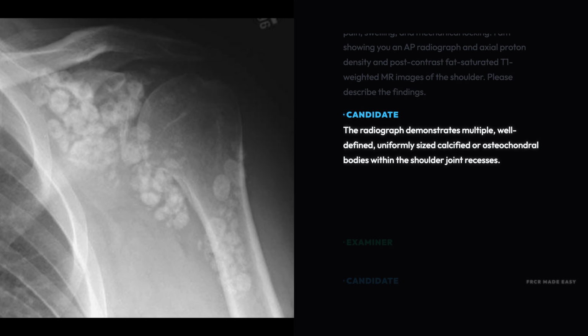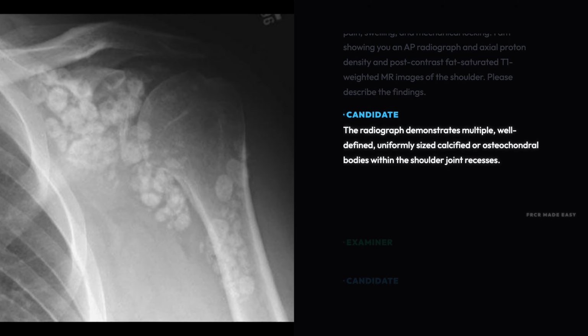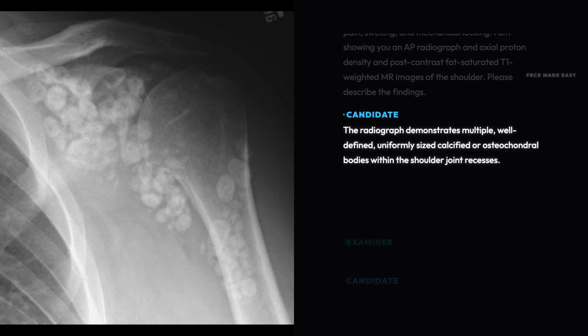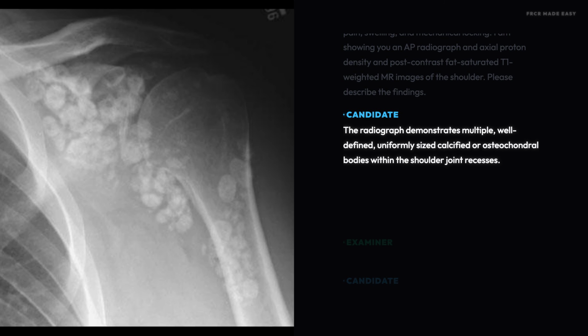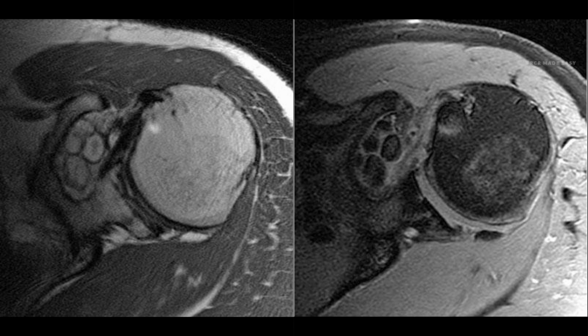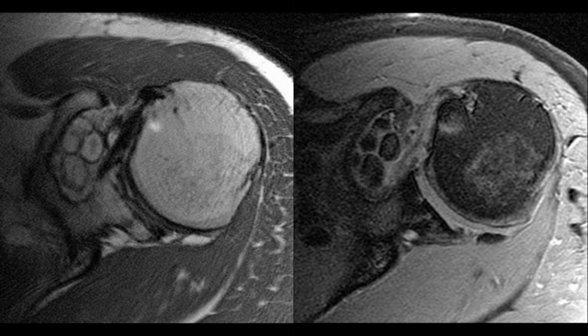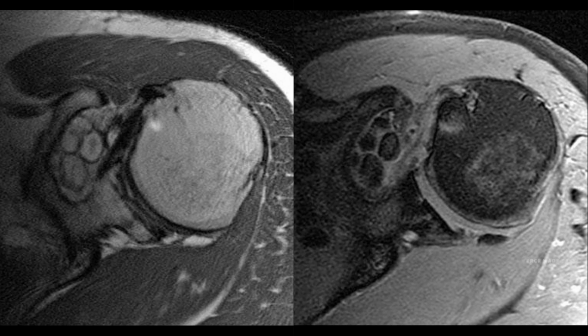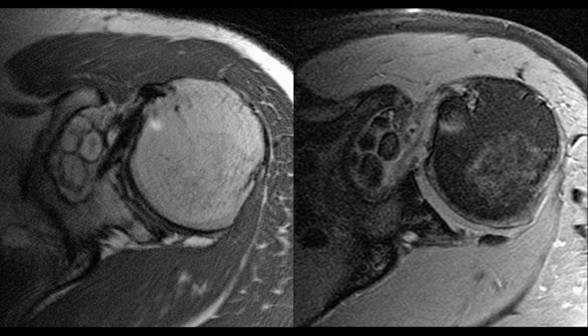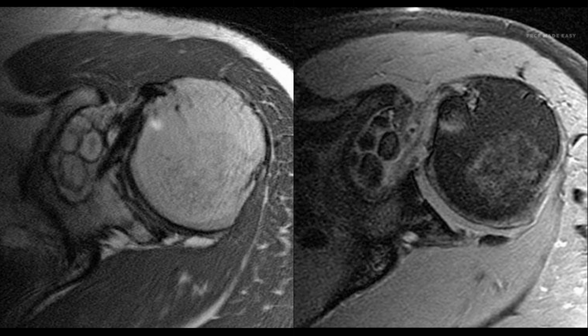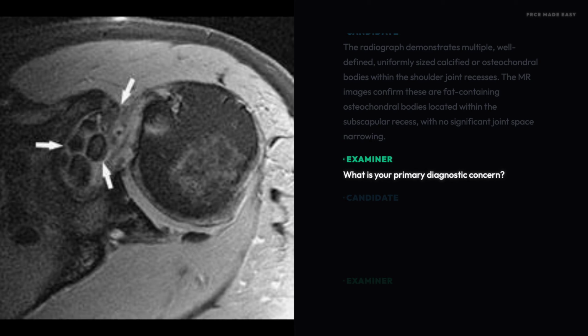The radiograph demonstrates multiple, well-defined, uniformly sized calcified, or osteochondral bodies within the shoulder joint recesses. The magnetic resonance images confirm these are fat-containing osteochondral bodies located within the subscapular recess, with no significant joint space narrowing. What is your primary diagnostic concern?